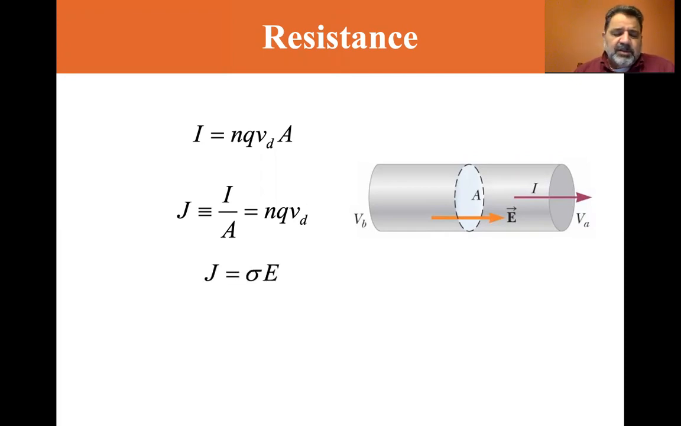Current density is also defined by this sigma E, where sigma is the conductivity and E is the electric field. So we'll see it in different ways. We'll see E is equal to current density divided by conductivity, J over sigma.